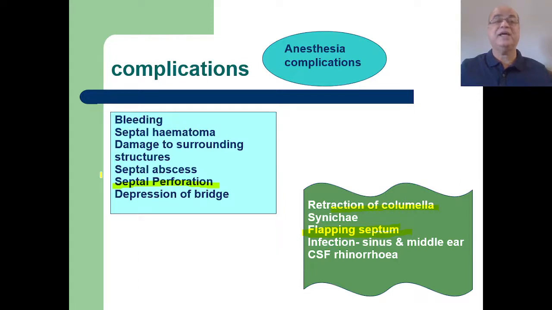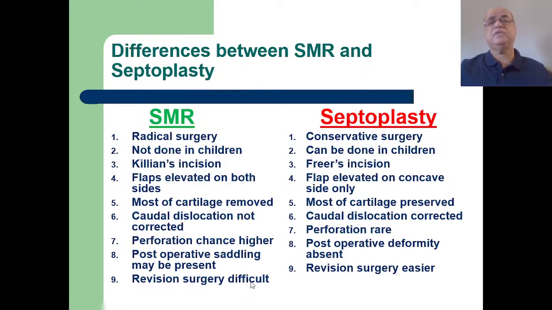Depression of the bridge is less, because in SMR you have to leave a strut of 1 centimeter. That may vary from surgeon to surgeon, as his assessment may be different. For example, he may have left only 5 mm, and there may be ischemic necrosis later on. So saddle nose deformity, more chances in case of SMR as compared to septoplasty. So just to sum up, and sometimes they do ask in theory as well, the differences between SMR and septoplasty.